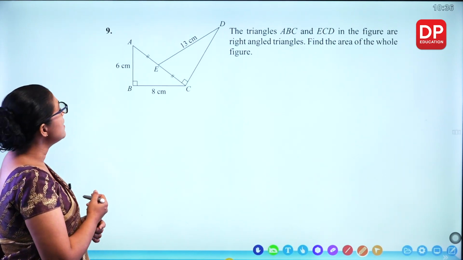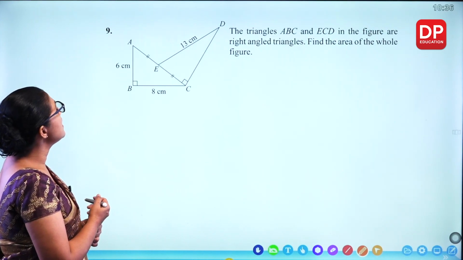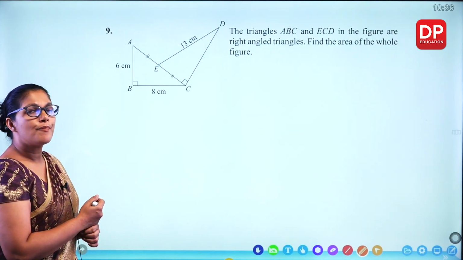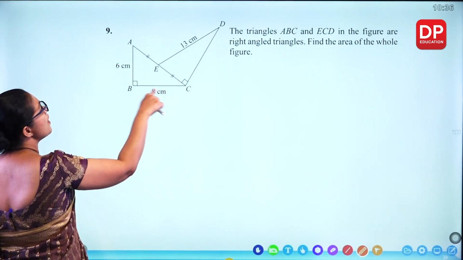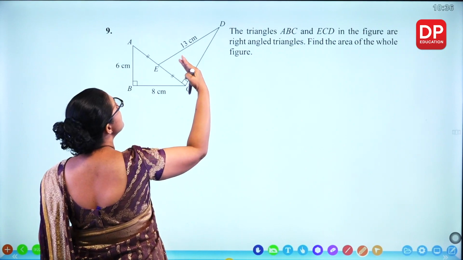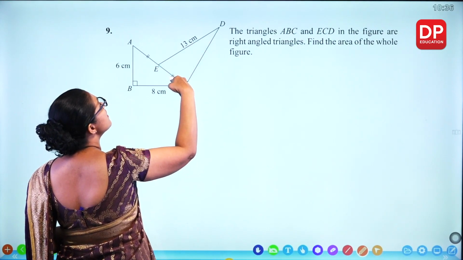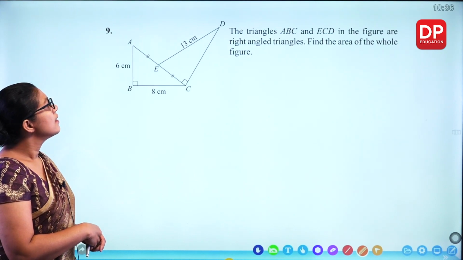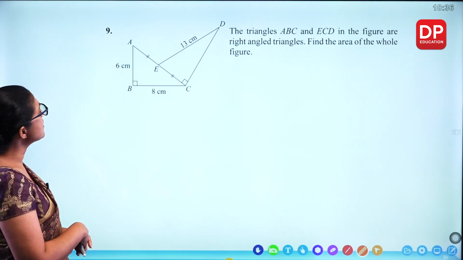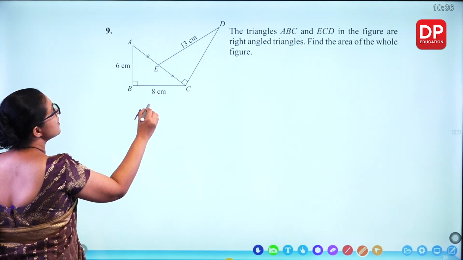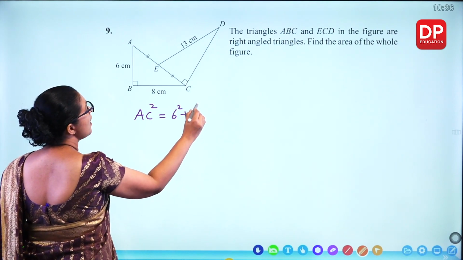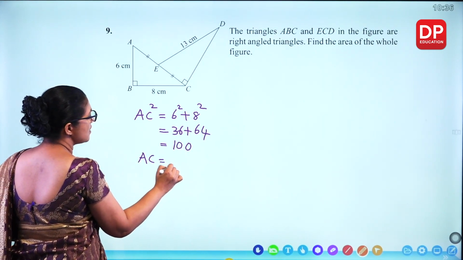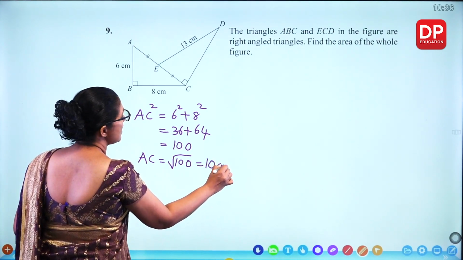Question number 9. The triangle ABC and ECD in the figure are right angle triangles. Find the area of the whole figure. How can we find out the area of a triangle? This one we can do. But here we need this side and this side to find out the area. Base times height divided by 2. So first we'll find out AC length. Pythagoras theorem. AC squared is 6 squared plus 8 squared. 6 squared is 36, 8 squared 64. You get 100 and AC equals square root of 100, that's 10 centimeters.